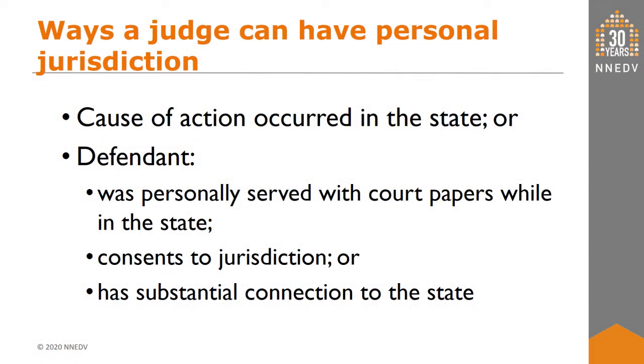Another way that a judge can have jurisdiction over a person from another state would be if they were personally served with the court papers in the state where you're trying to get jurisdiction. So for example, if you live in California and the abuser is in Nevada, if the abuser is in California and you serve them with the papers for the court appearance and the order, temporary order if it was issued, then the judge can exercise personal jurisdiction over that out-of-state abuser.